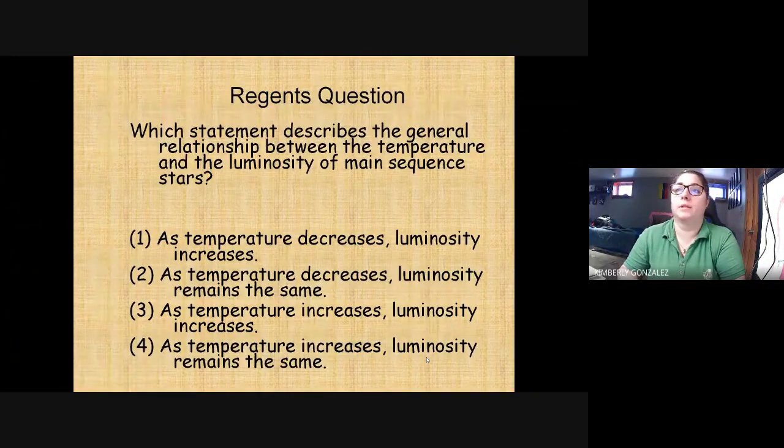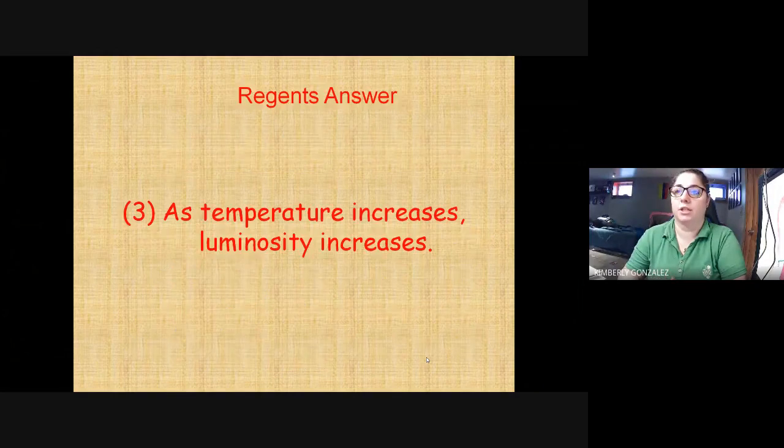All right, so which statement describes a general relationship between the temperature and luminosity of a main sequence star? Well, if the temperature is decreasing, you're down here in the bottom right, which means that the luminosity is also going to decrease. If the temperature is increasing, you're up here in the top left, which means that the luminosity is always going to increase. So therefore, it's a direct relationship. You have to pick the one that says a direct relationship.